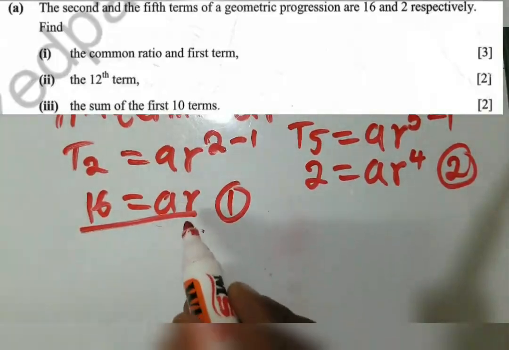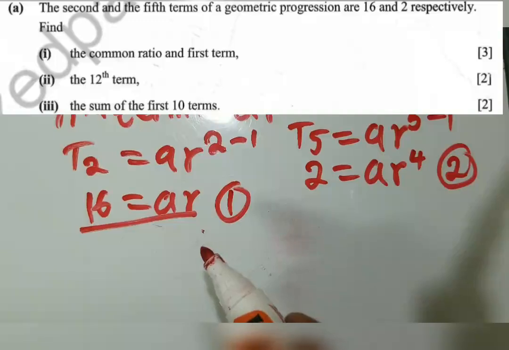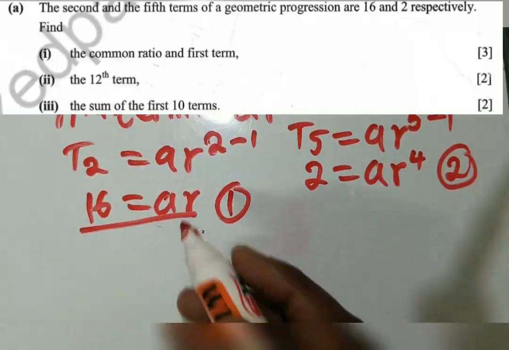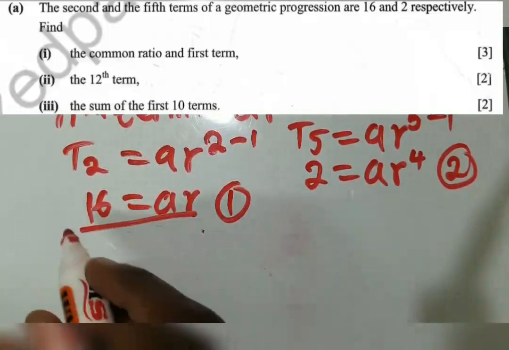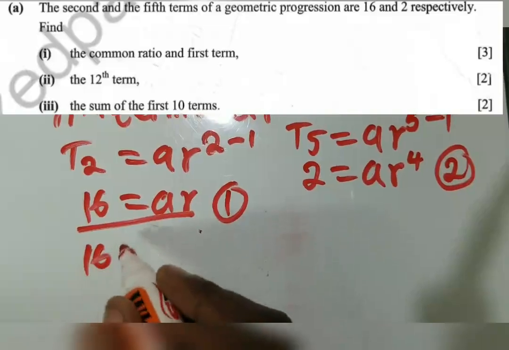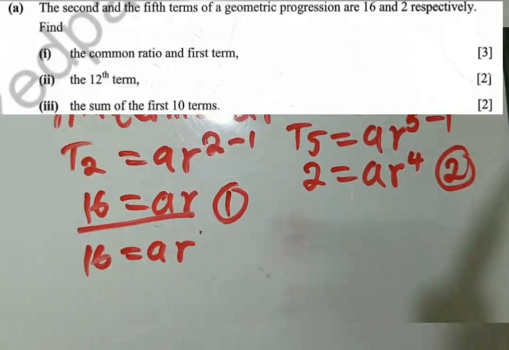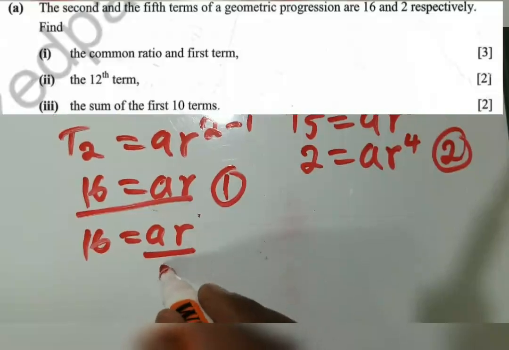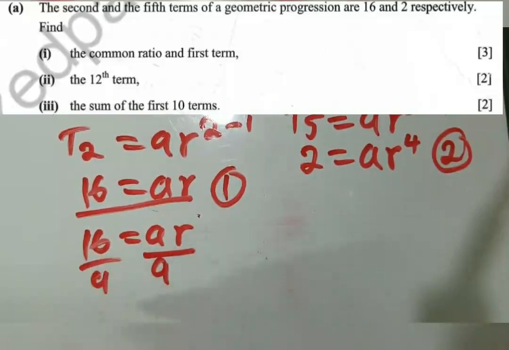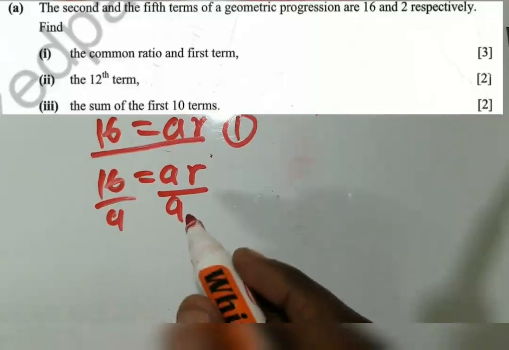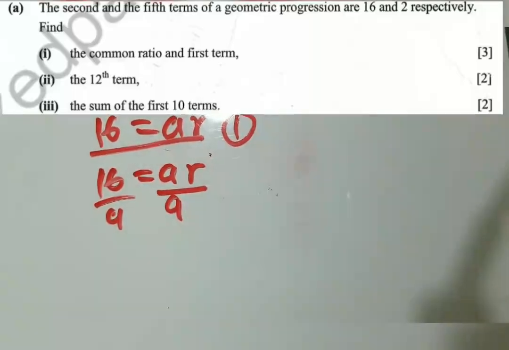So let's make r the subject of the formula. We have the equation 16 equals a r. We want the value of r, so we say r equals 16 over a. Like that, we can even say that.